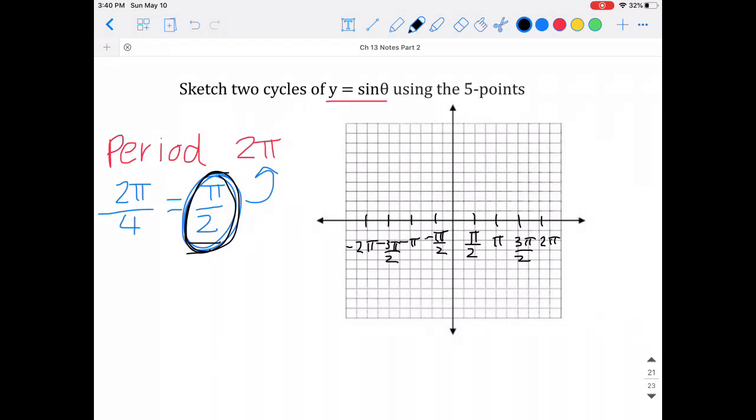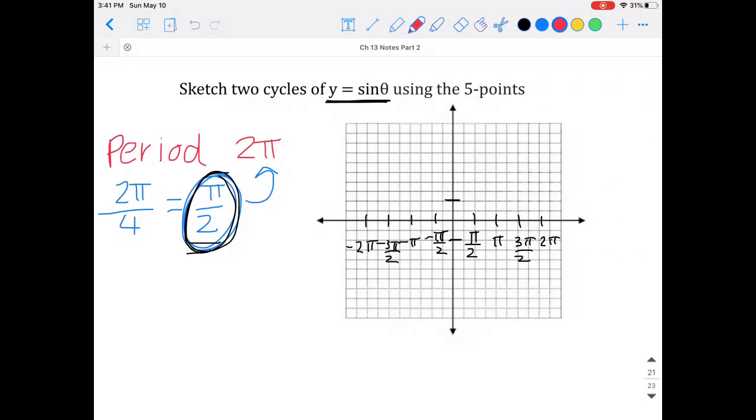Our y-axis, we have to think about the amplitude. The amplitude of this function is 1, which means that our maximum and our minimum values are going to be positive 1 and negative 1. So I'm going to mark that here, positive 1 and negative 1.